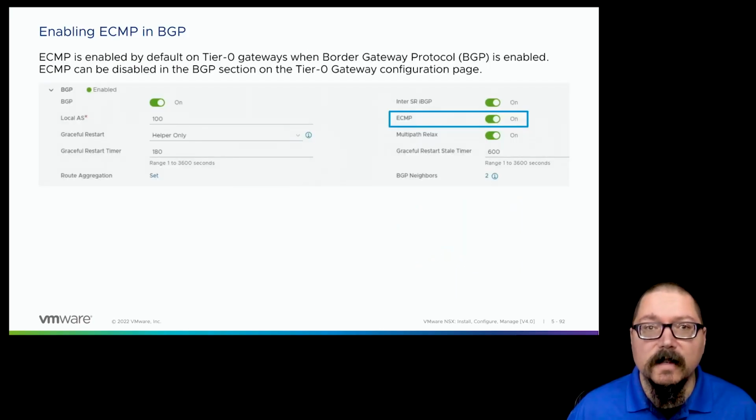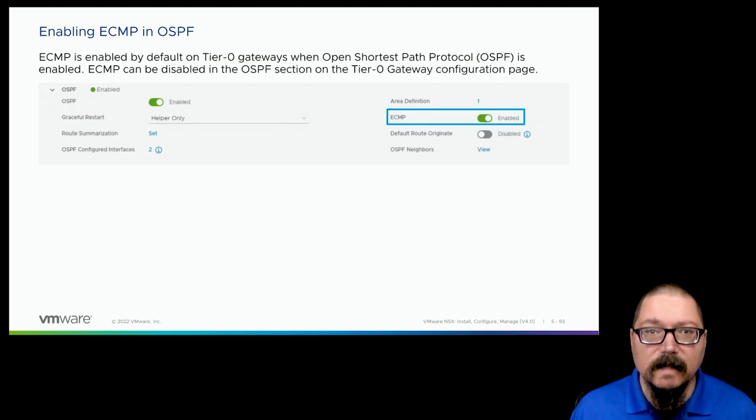Now, turning on equal cost multipathing is really, really simple. Under my dynamic routing, whether we're looking at BGP or OSPF, we have an ECMP toggle. That tells NSX that if we have multiple equal cost upstream peers, we can go ahead and hash traffic across and get a benefit out of having multiple north-south traffic lanes. Here we see the toggle in OSPF, pretty much just like it was in BGP.